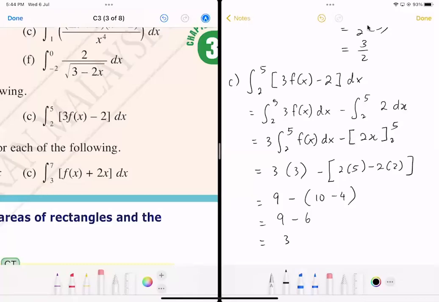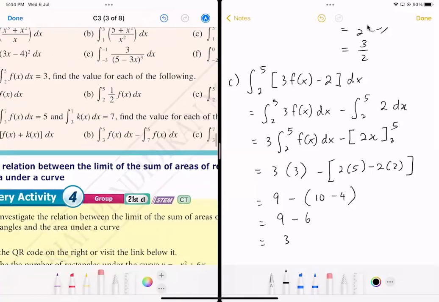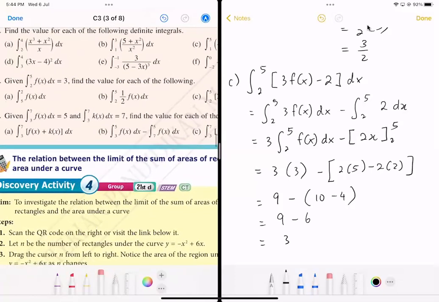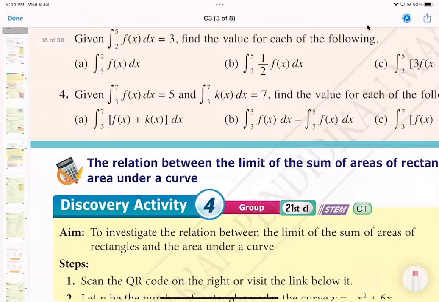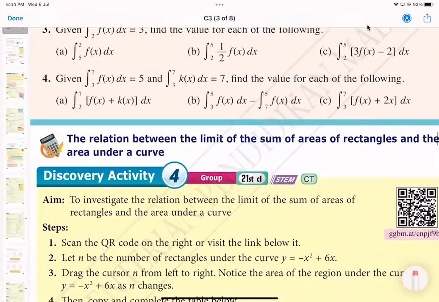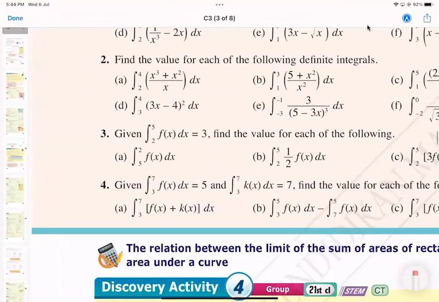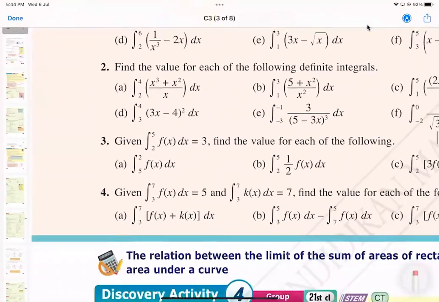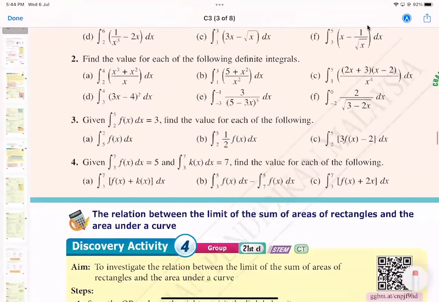All right. Now, what I want you to try and do is this one, number 4. This is exercise 3.5. And you'll try number 4.